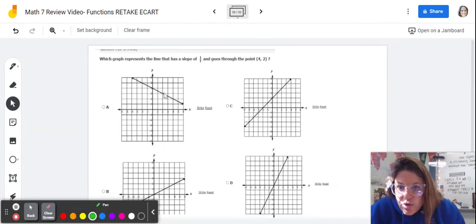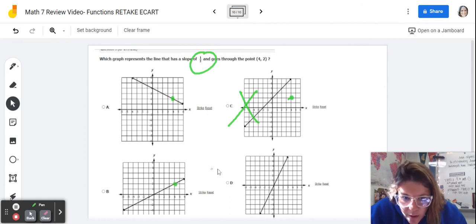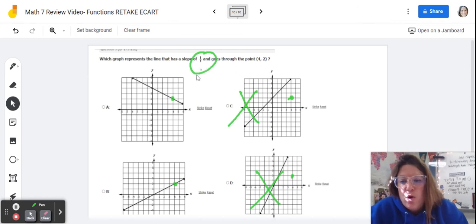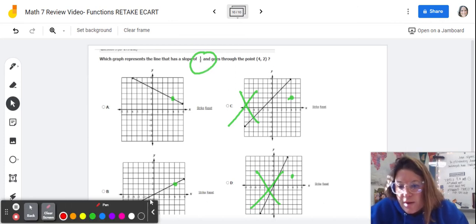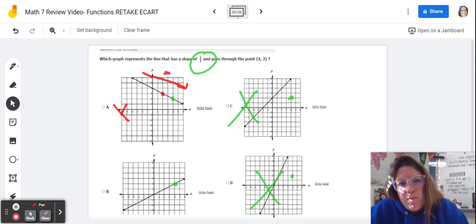Last question. Which graph represents a line that has a slope of a half and goes through (4, 2)? So I have to have (4, 2) on the line. A works, C doesn't work, B works, D doesn't work. So I'm looking at A or B, and I have to find the slope of 1/2. I have up 1 and right 2 from one point to another. However, I know that this is a negative slope. It's going down to the left, so it's negative. So this one can't be it, because this is a positive 1/2. That gives that away.